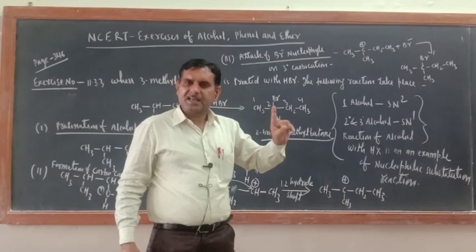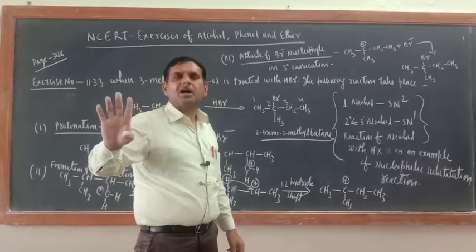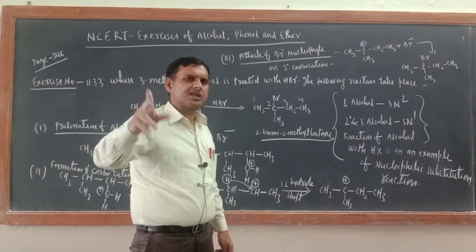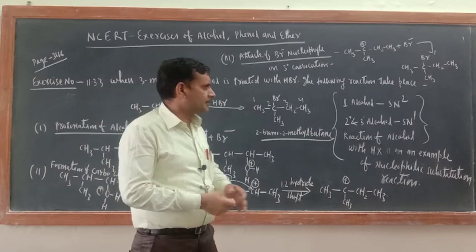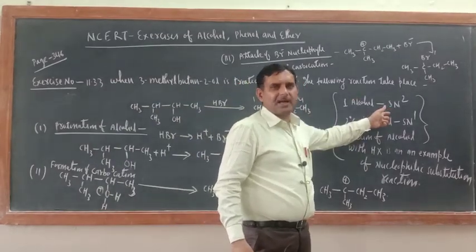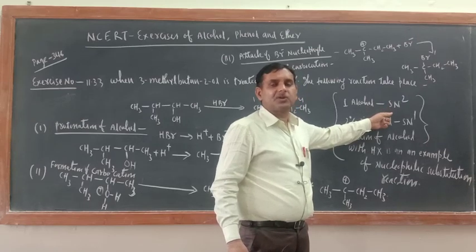Now if the SN2 mechanism is there, a transition state will form, carbocation will not be generated, and the nucleophile will attack from the rear side. The rate of reaction will depend upon the reacting species plus the attacking nucleophile. That is why this is known as SN2. What is the order for SN2 reaction?